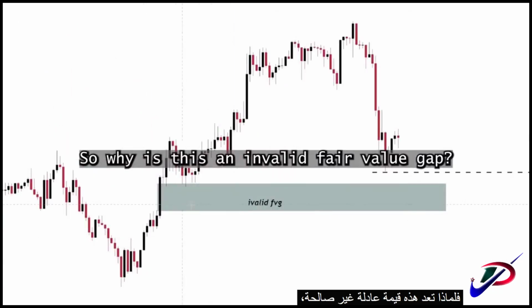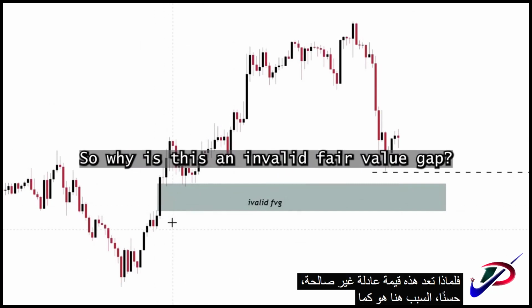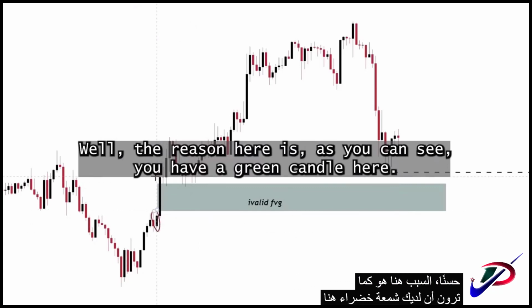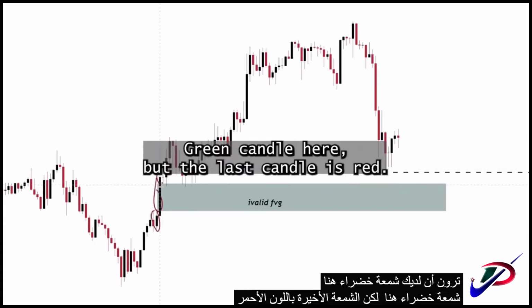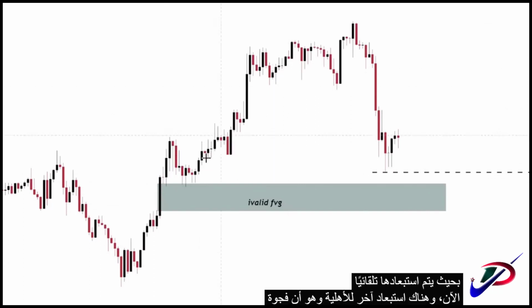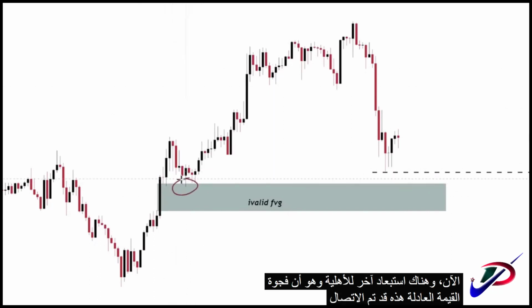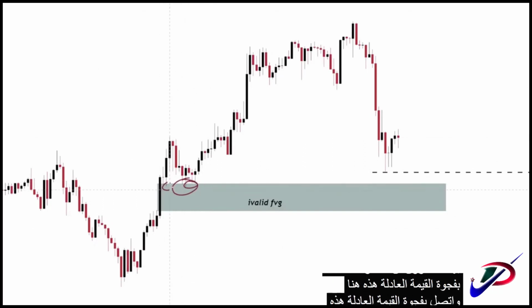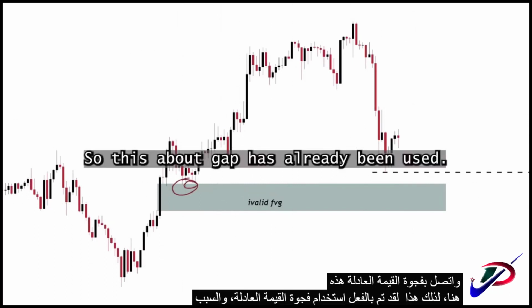Why is this an invalid fair value gap? Well, the reason here is, as you can see, you have a green candle here, but the last candle is red. So that would automatically disqualify. Now, another disqualification is that this fair value gap has been made contact with. As you can see, price made contact with this fair value gap right here and made contact with this fair value gap right here. So this fair value gap has already been used.